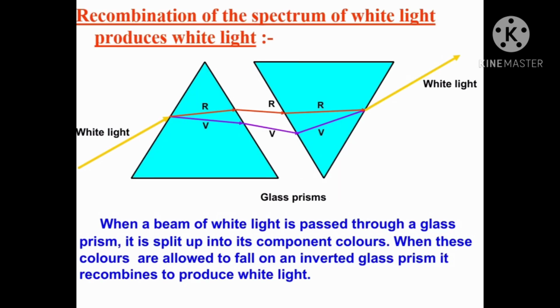Now, the next experiment is recombination of the spectrum of white light, which again produces white light. Isaac Newton was the first to use a glass prism to obtain the spectrum of sunlight. He tried to recombine the colors of the spectrum by using another similar prism, but in inverted position with respect to the first.